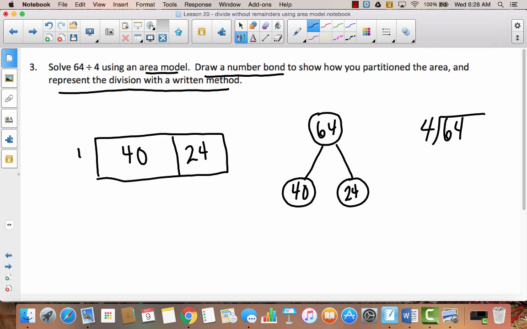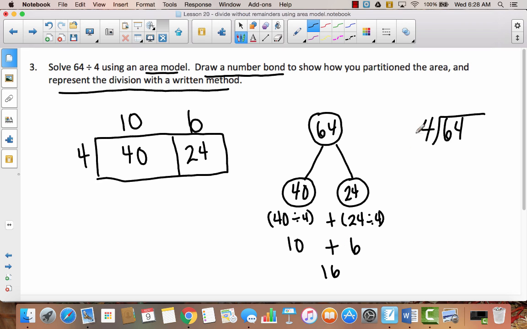All right, so let's take 40 and divide it by 4. So if my area is 40 and my width is 4, what would my length be? Well, that would be 10. If my area is 24 and my width is 4, what would my length be? That would be 6, because 6 times 4 is 24. So let's come over here. I took 40 and divided it by 4, and that gave me 10. And I'm going to add that to 24 divided by 4, which is going to give me 6, and 10 plus 6 is 16.